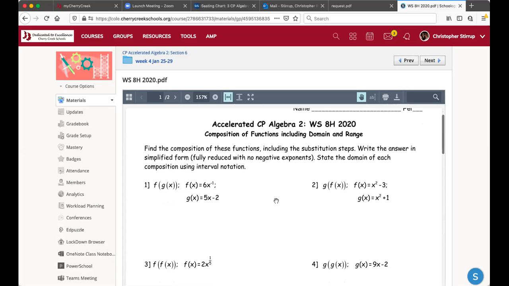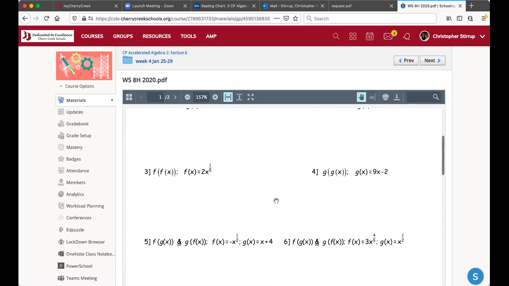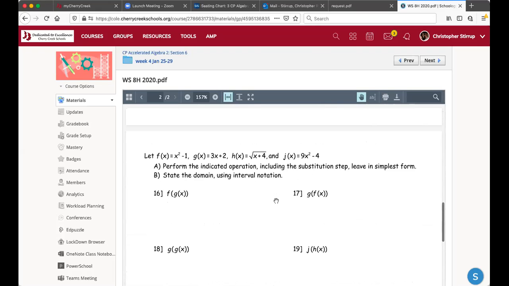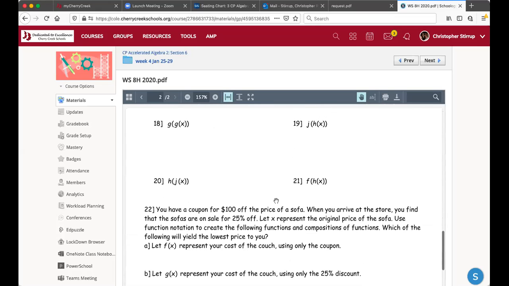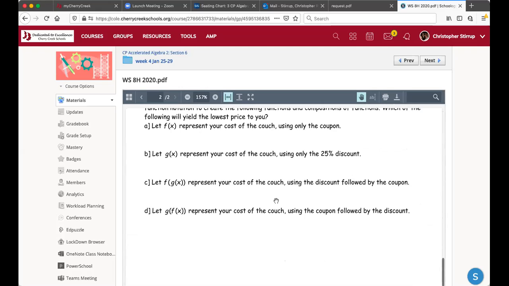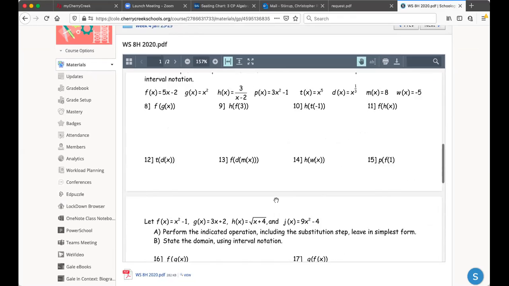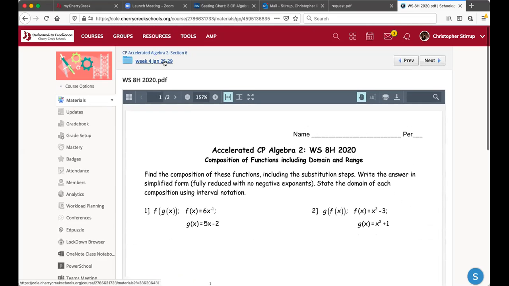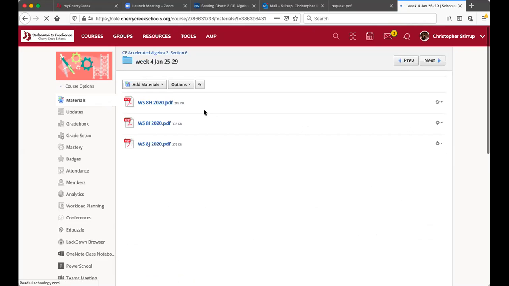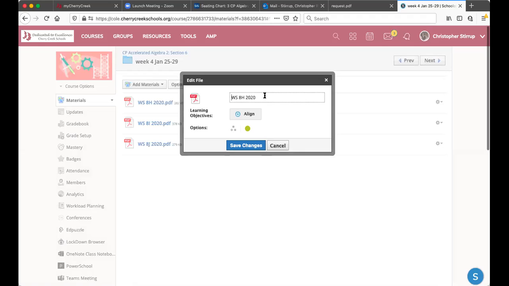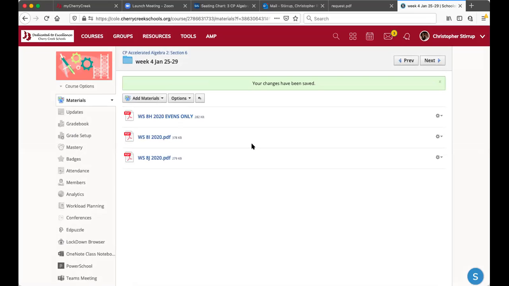So, composition of functions. Find the domains of the originals first. We did that. We did that. Try this one, see how you can get that. And try those. So let's do, what do we say we do? Let me change this. I'm going to change this to evens only, for next time. Make sense?